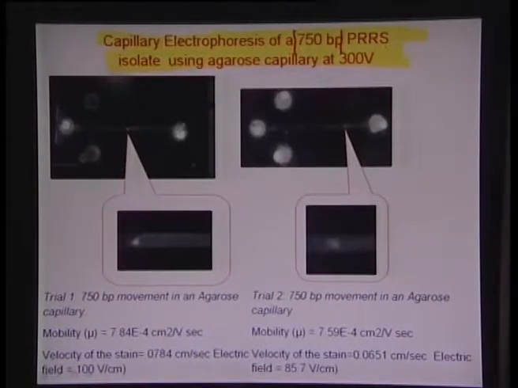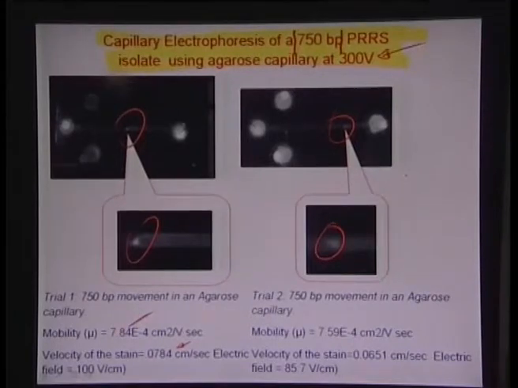Okay, so using agarose capillary and about 300 volts, we have been able to successfully demonstrate electrophoresis in terms of these stains, as you can see through in the capillary. So the mobility is calculated here at about 7.84 × 10^-4, velocity of the stain being about 0.0784 centimeter per second in a field of 100 volts per centimeter.